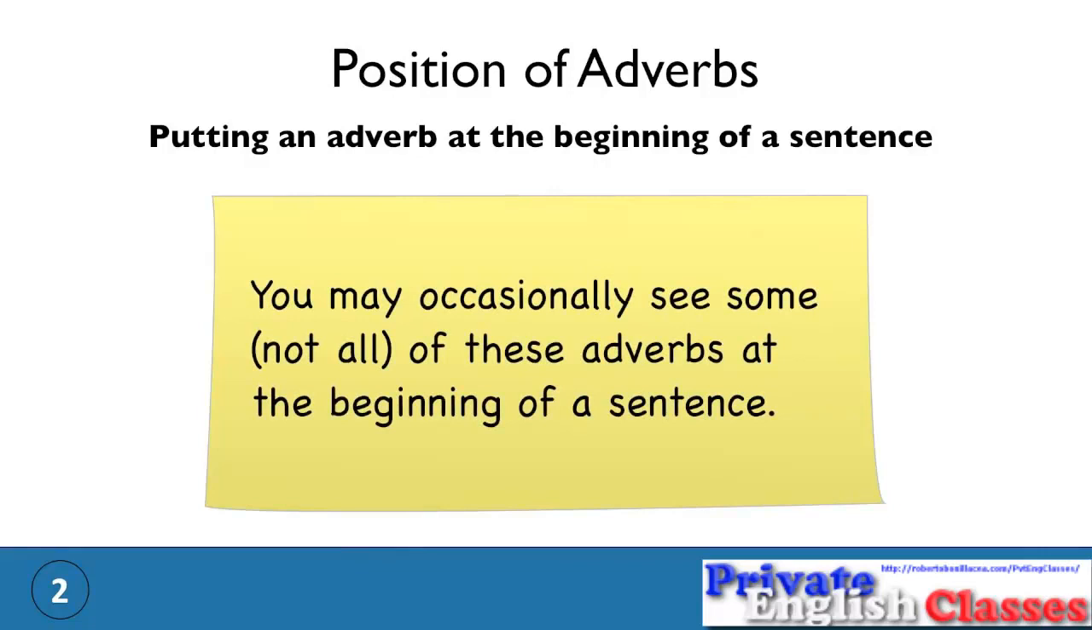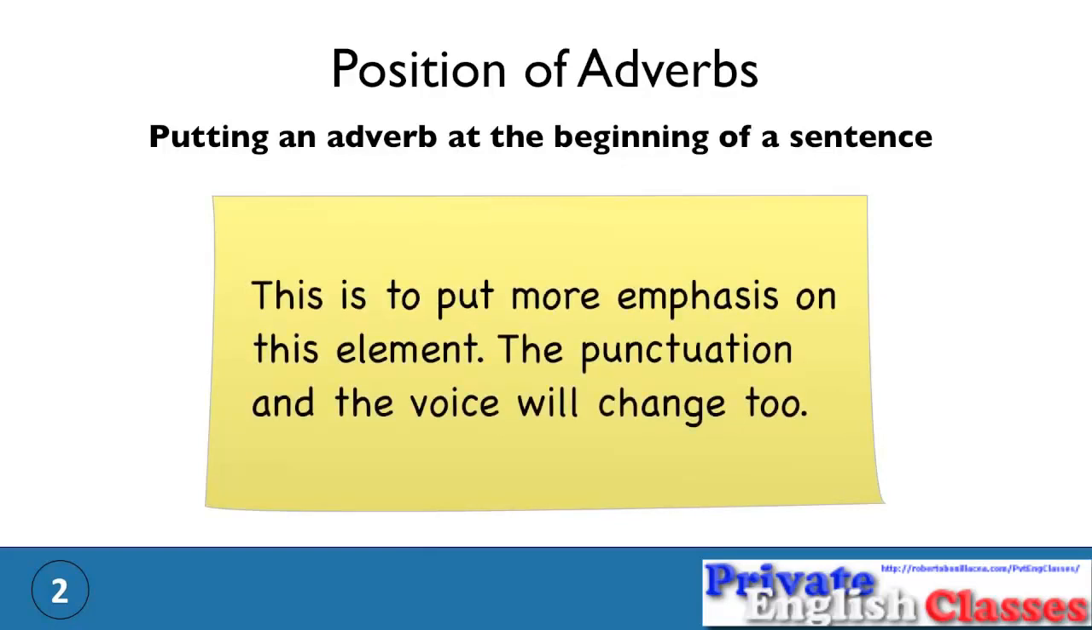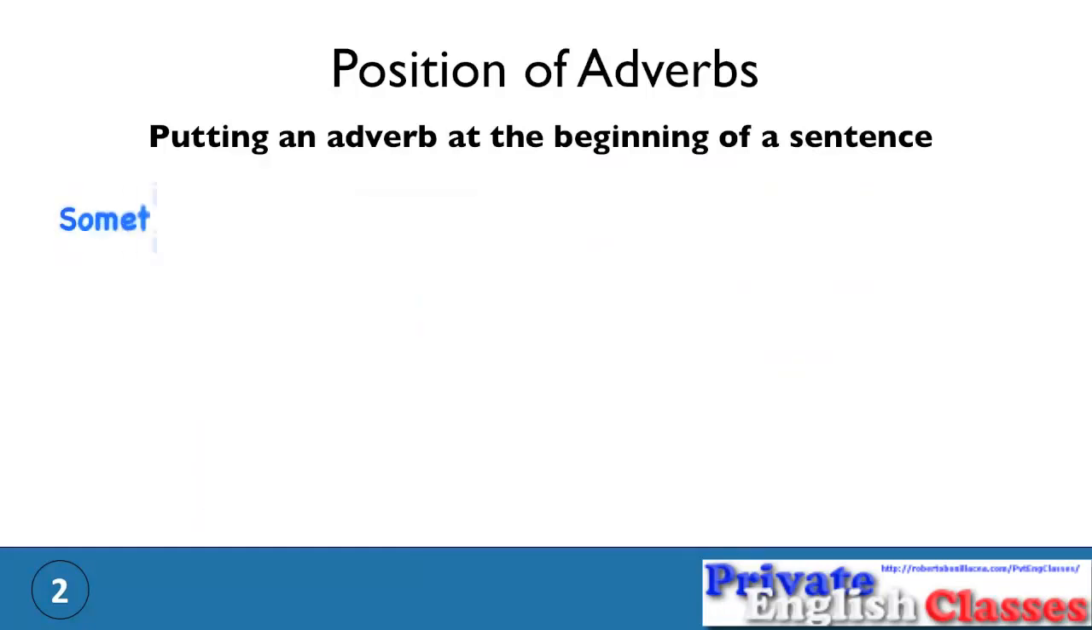Now, let's look at a situation where you might see the adverb at the beginning of a sentence. It doesn't happen with all adverbs, but some adverbs can come to the beginning of a sentence, and as always, this is to put more emphasis on this adverb. Therefore, the punctuation and the voice will have to change too. For example, we had a sentence which was, he sometimes has to work late. If you want to stress sometimes, put it at the beginning, and in writing separate it with a comma, and say, sometimes, he has to work late.